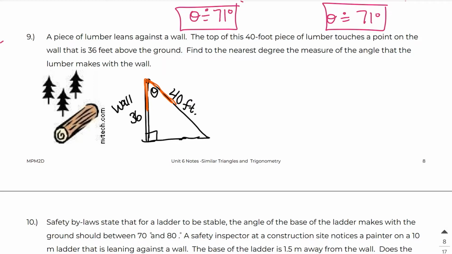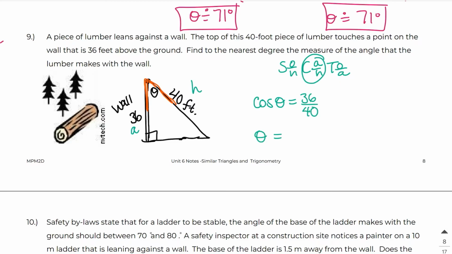Okay, so we've got two sides. We need to identify what each one of these sides is in relation to our angle. So 36 is the adjacent, 40 is the hypotenuse. I'm going to look at SOHCAHTOA right here, and cosine is adjacent over hypotenuse. So I would say cosine of theta is equal to 36 over 40. To get that theta out of there, I would do inverse cosine of our ratio 36 over 40.